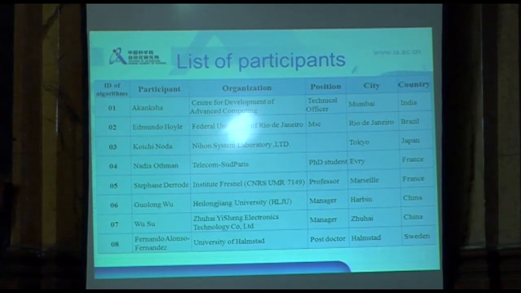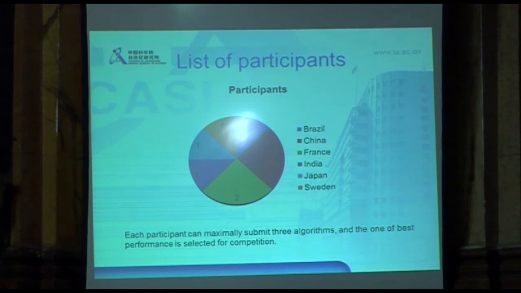This table shows the detailed information of the 8 participants. They are all from different organizations and different countries. They came from Brazil, China, France, India, Japan, and Sweden. In the competition, each participant can submit a maximum of 3 algorithms, and the algorithm with the best performance is selected for computation and ranking.